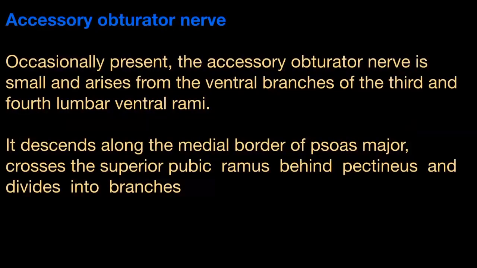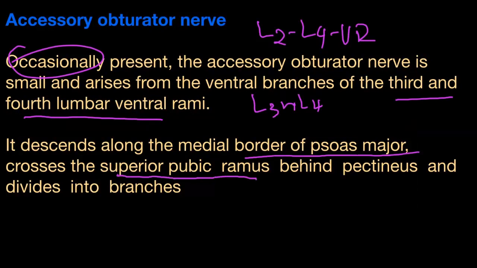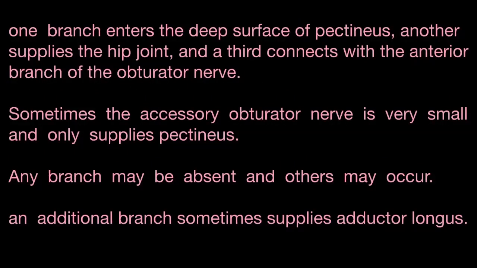Coming to the accessory obturator now, occasionally present. Remember that the accessory obturator nerve is small, arises from the ventral branches of the third and fourth lumbar, L3 and L4, whereas obturator nerve is L2 to L4 ventral rami. It descends along the medial border of the psoas major, crosses the superior pubic ramus behind the pectineus, and divides into branches. One branch enters the deep surface of pectineus, another supplies the hip joint, and a third connects with the anterior branches of the obturator nerve. So it supplies pectineus, hip joint, and obturator nerve.